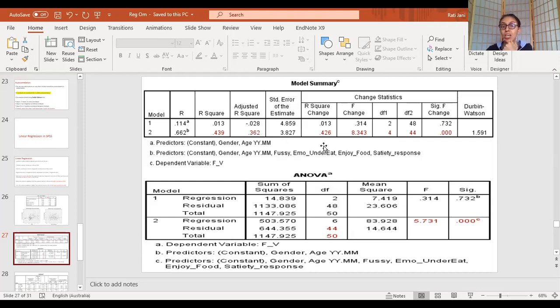R square change is when you are adding, because I have done hierarchical linear regression in this, another set of variables. Then it means the change between, say, model 1 and model 2.